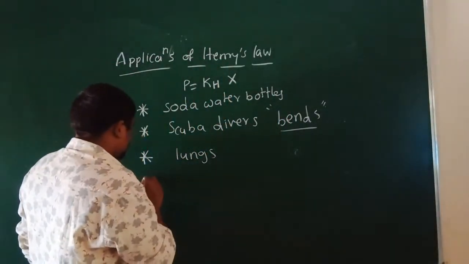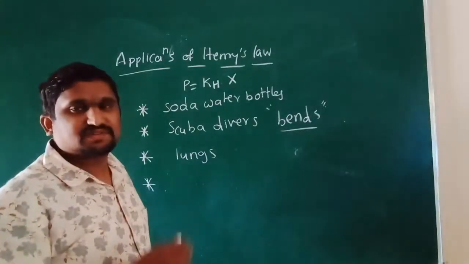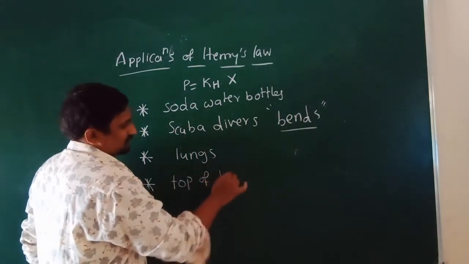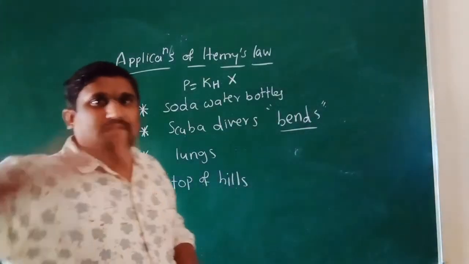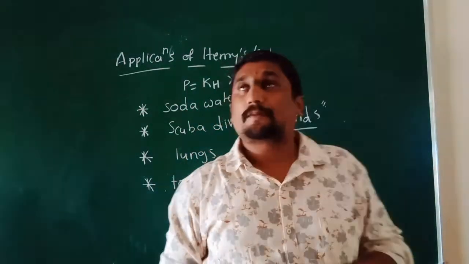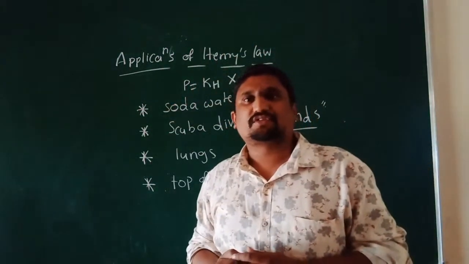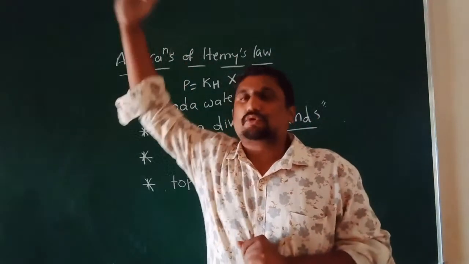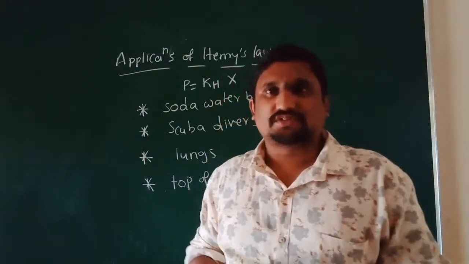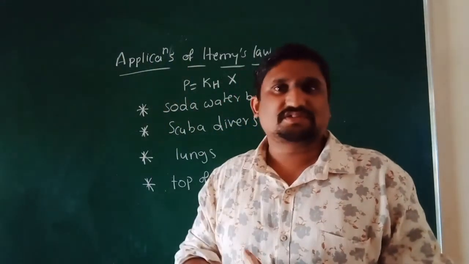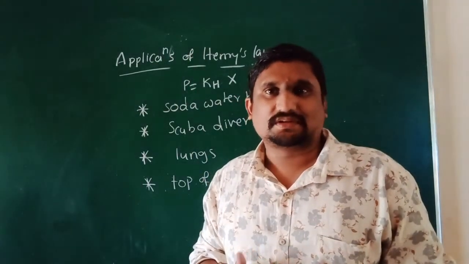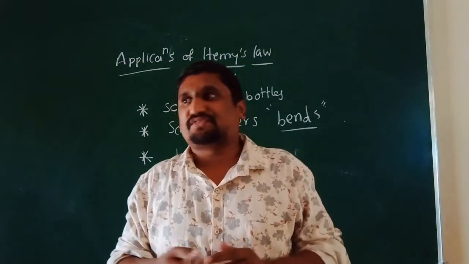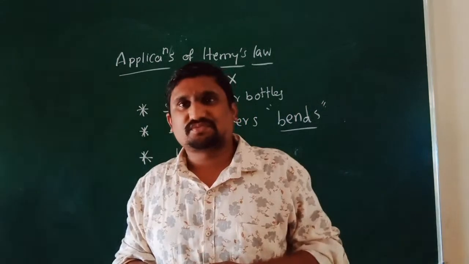Next, the last application: the persons who are climbing to the top of a hill. Top of a hill is a low pressure region. Low pressure means outside pressure is less, so the solubility of oxygen gas in the blood is also less. So the person is not getting a sufficient amount of oxygen.